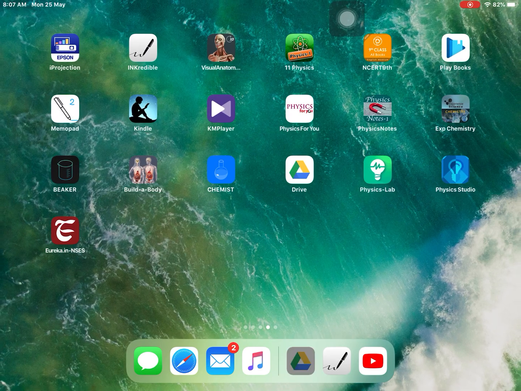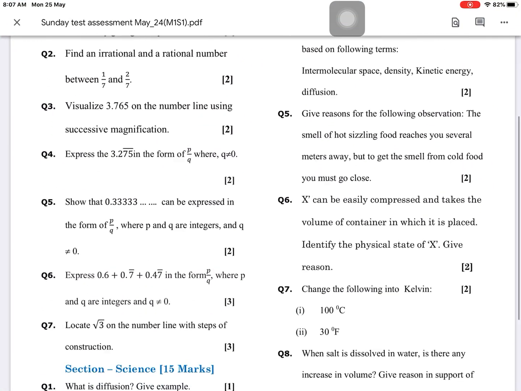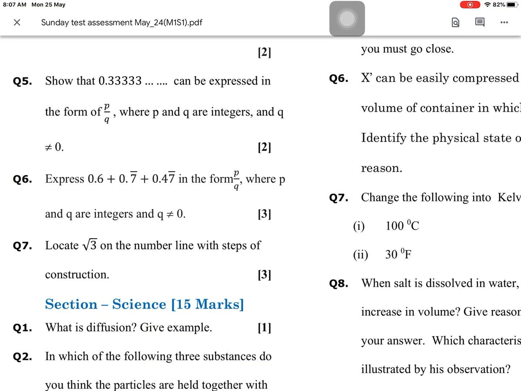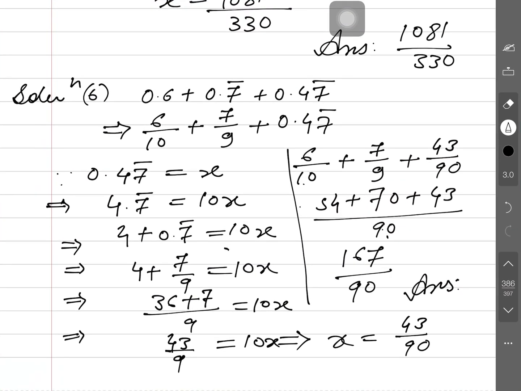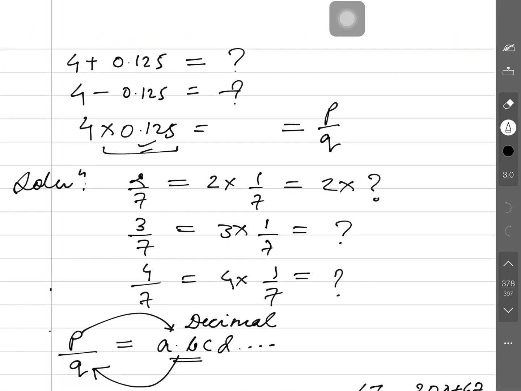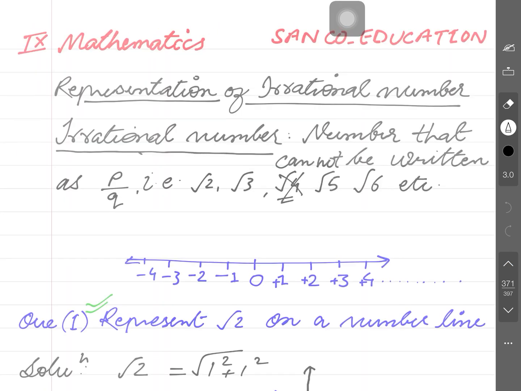Now, see the next question. What is the next question saying? Question number 7, locate root 3 on the number line with the steps of construction. So, I think everybody knows here that with the help of construction, with the help of number line we need to represent root 3. What method do we employ here? A Pythagorean triplet. Is that clear? I reminded you of this in the last lecture. Okay, this is a repeating question, I think. You may see this question, we have done this.